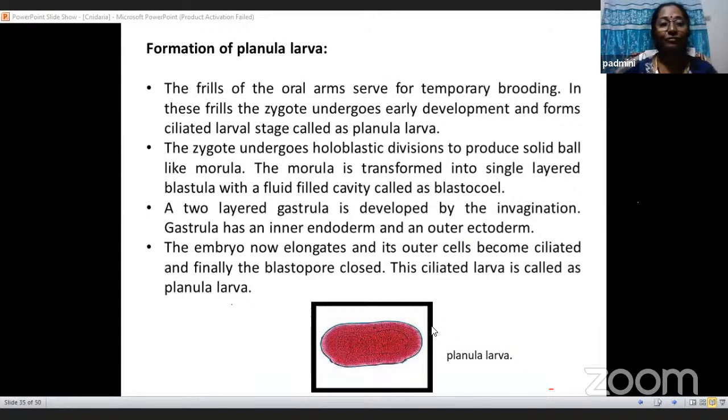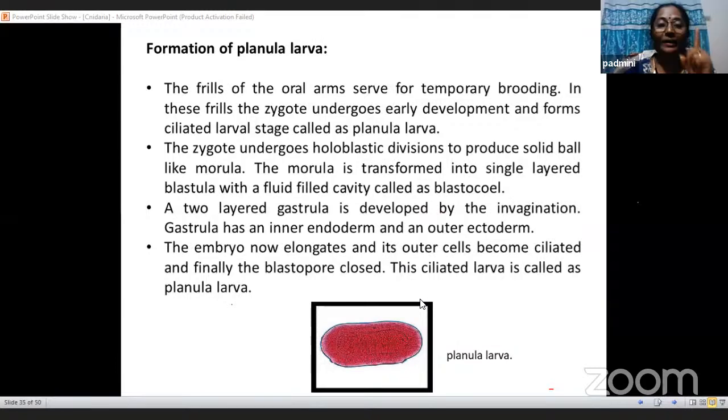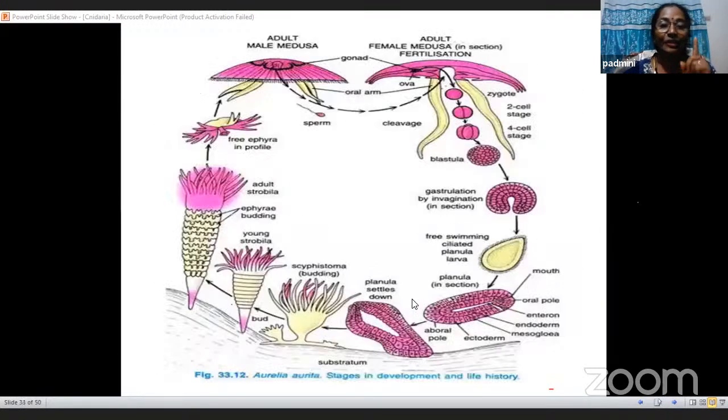Yes, Arif? Ma'am, one individual gives many what do you say, one Aurelia individual? Yes, exactly. That is what I was telling about. One planula larva is going to give this many individual Aurelias by budding. Okay. So all these segments, each segment is going to give one ephyra larva, one free ephyra, which will form into an adult one.